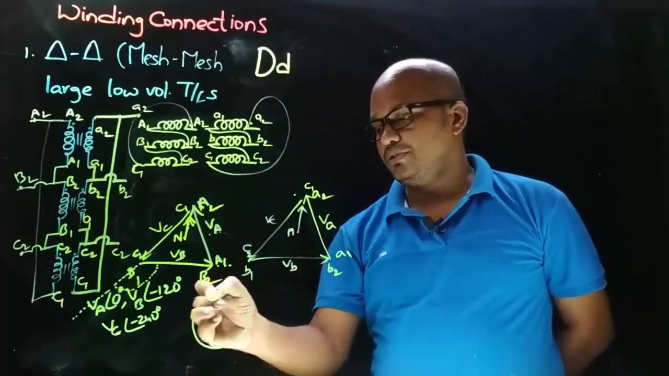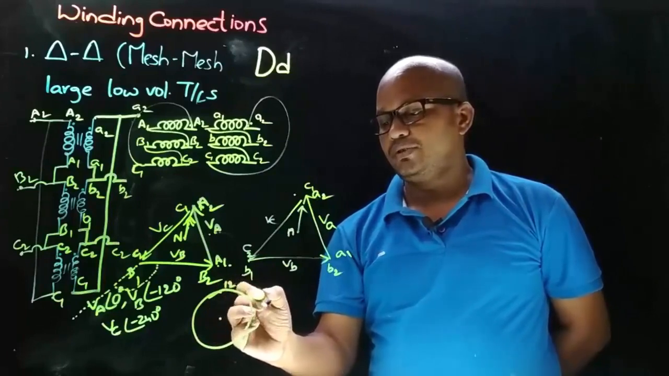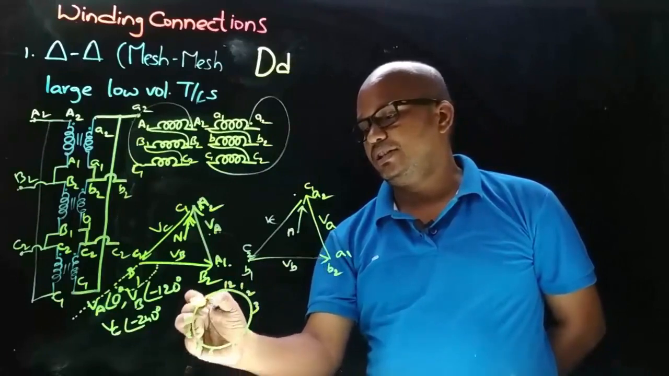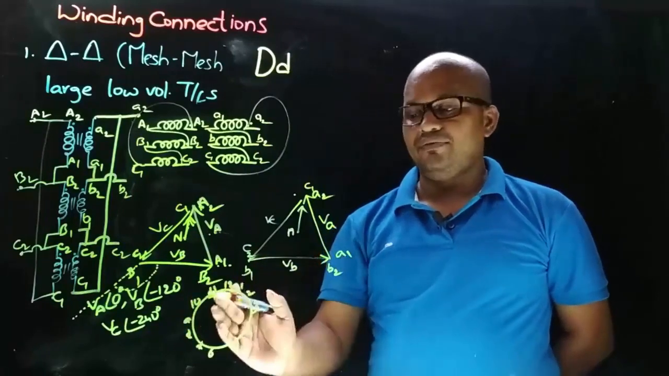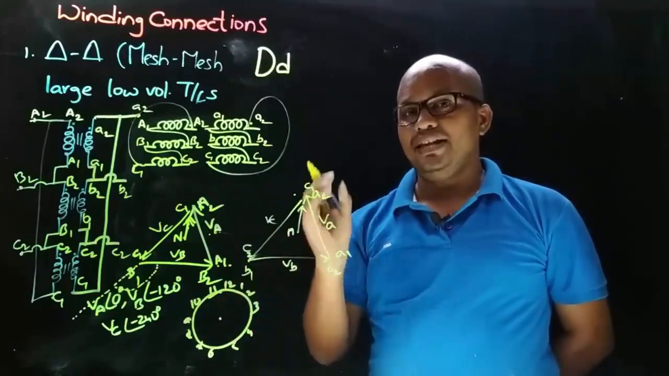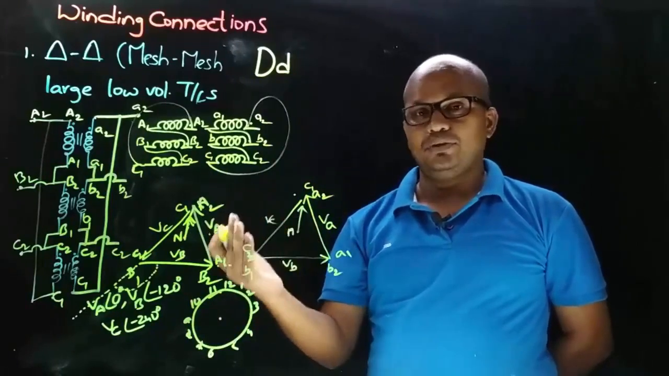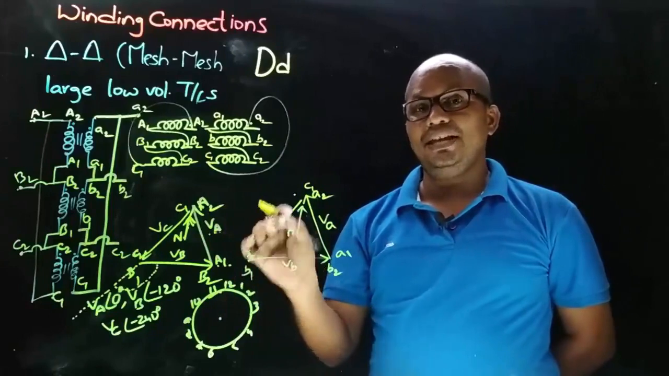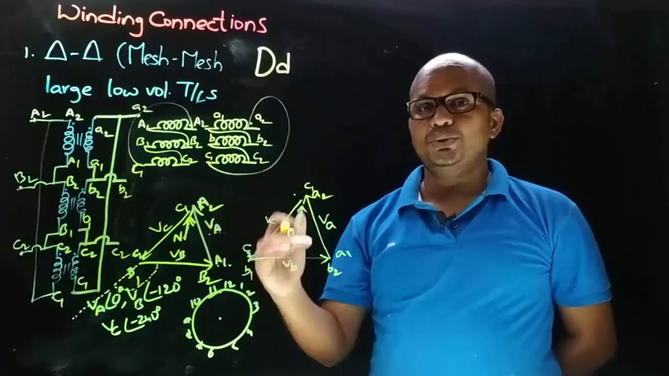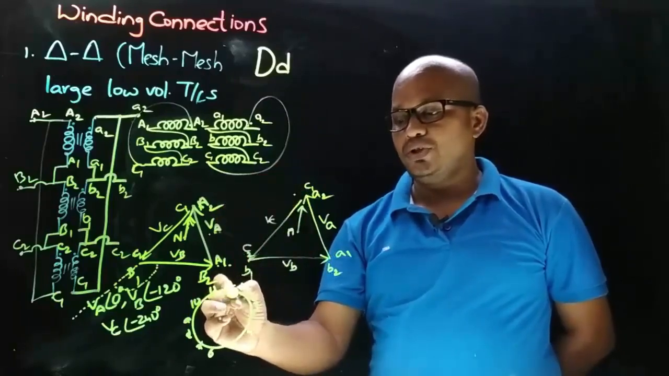From clock notation we know that these are the numericals 1 2 3 4 5 6 7 8 9 10 11, and from vector groups it is decided that the minute needle always represents the HV side reference voltage. It is studied from the vector group that the minute needle represents the HV side reference voltage, that is the HV side phase to neutral voltage, and as it is taken as reference, the minute needle always points towards 12.